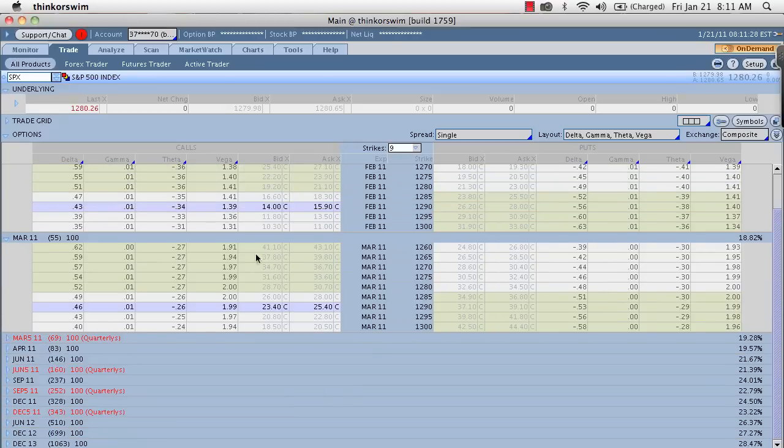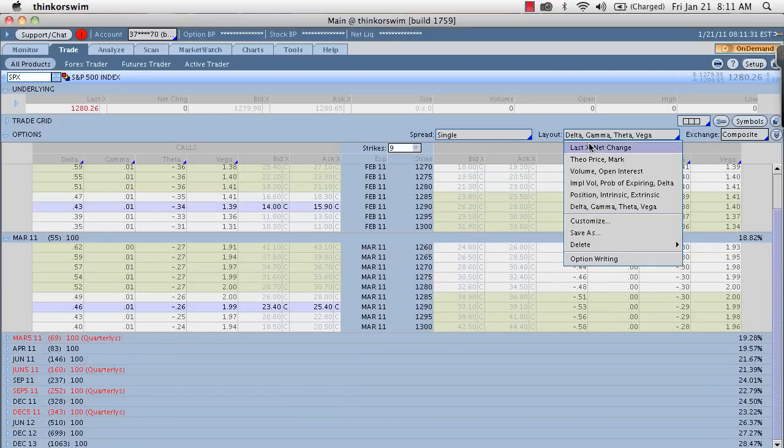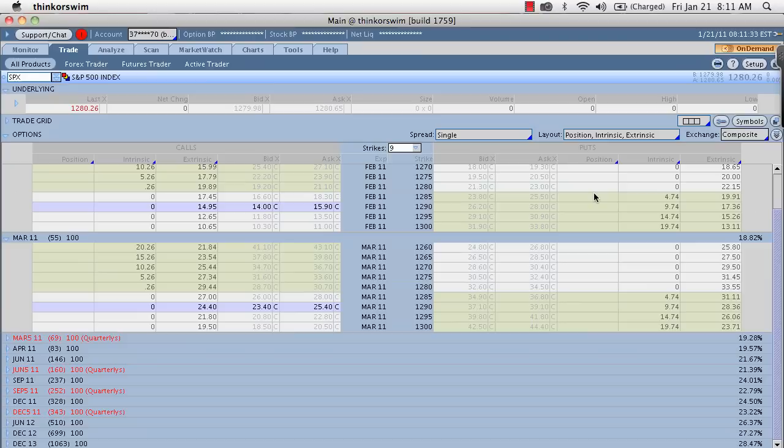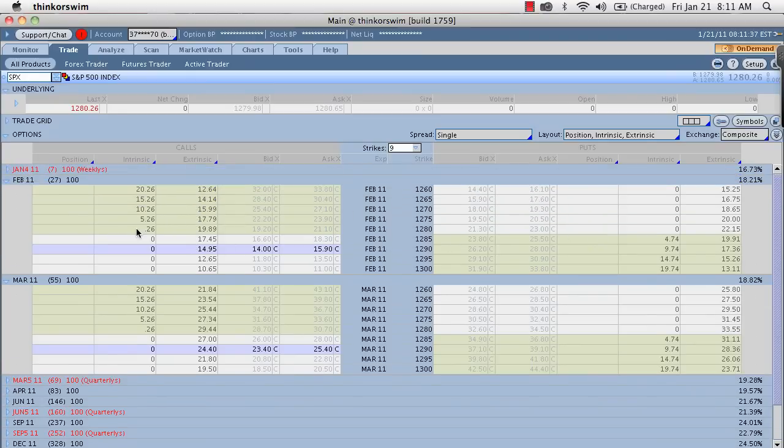The other thing I like to show people all the time is the difference between intrinsic value and extrinsic value. We know that intrinsic value is the value of options that are in the money, so that's why there's a breakout in this shaded region. Intrinsic value never changes. It's not based on any time decay or volatility factors. For example, for these February 1280 calls, the intrinsic value is 26 cents, and the same thing for these March 1280 calls as well.